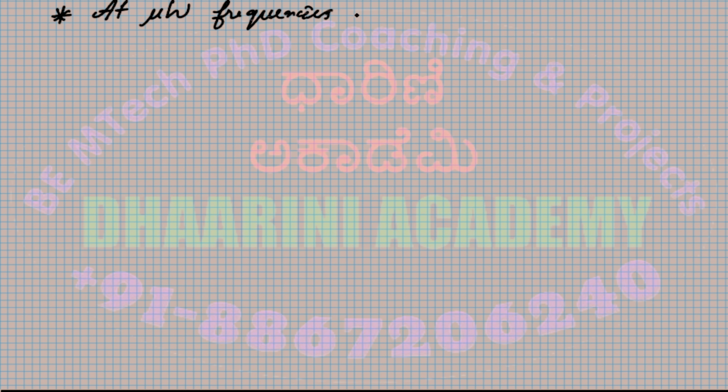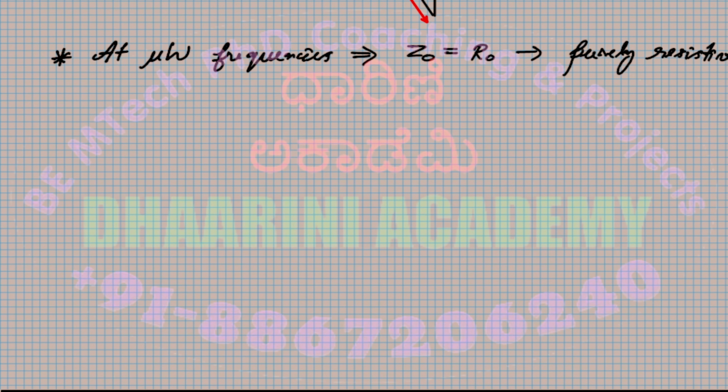At microwave frequencies, just recall that Z naught becomes equal to R naught, that is, purely resistive. It's a resistive component. No inductance, no capacitance. Okay, that's the first thing.